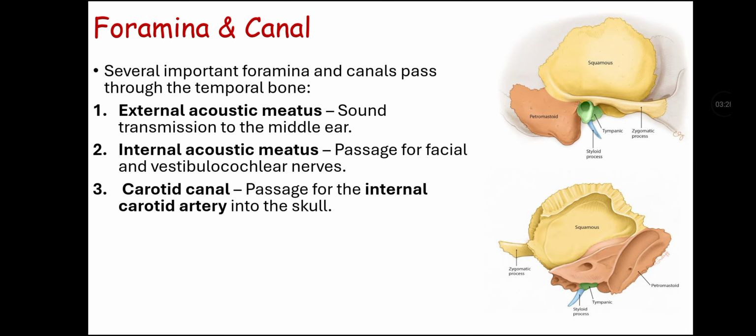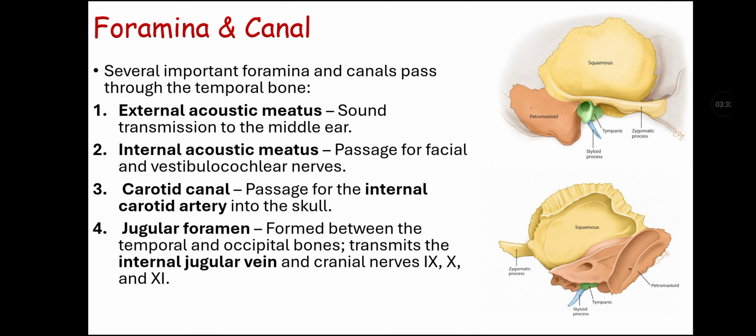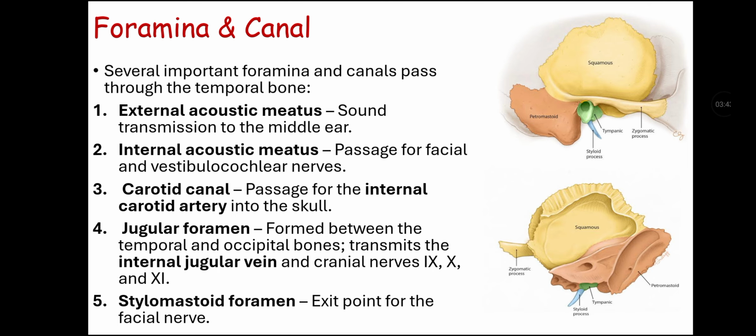Third opening is carotid canal. It is a passage for the internal carotid artery into the skull. Next opening of temporal bone is jugular foramen that is formed between the temporal and occipital bone. It transmits the internal jugular vein and cranial nerve number 9, 10, and 11. Next opening is stylomastoid foramen that is the exit point for the facial nerve.